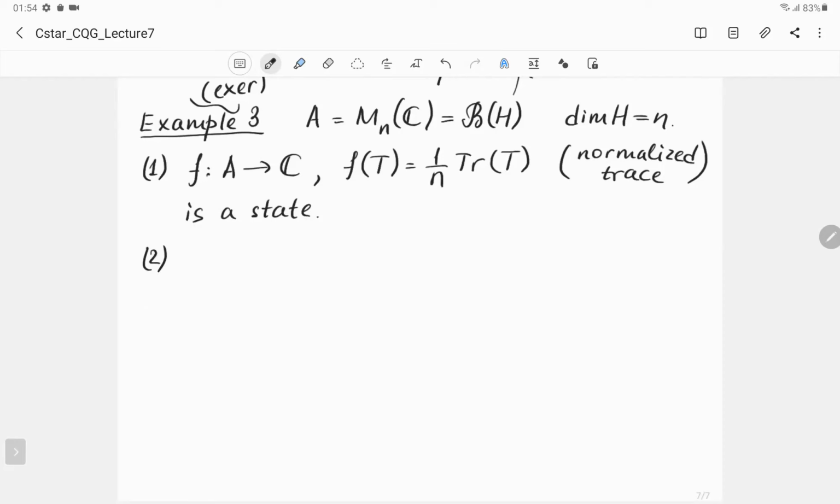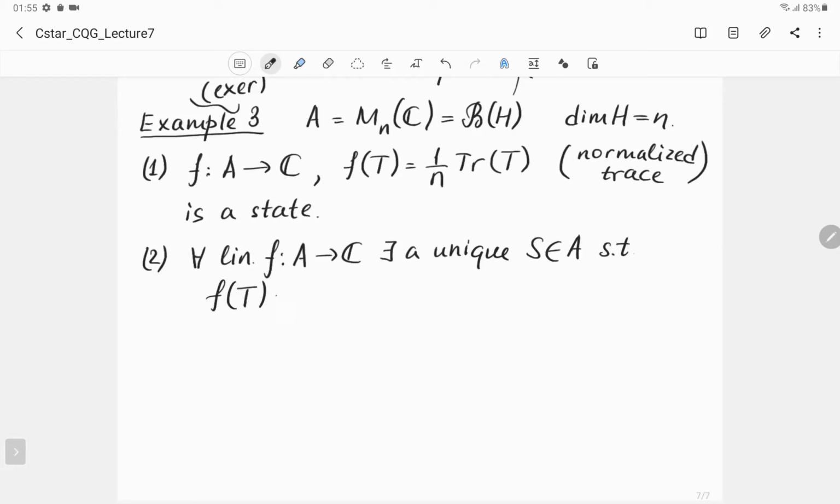First of all, for each linear functional f on this algebra, there exists a unique operator, a unique element S of the same algebra A, such that f is given by the following formula. This is the trace of the product. So we denote this functional by f_S.